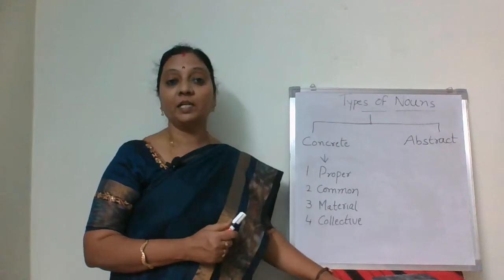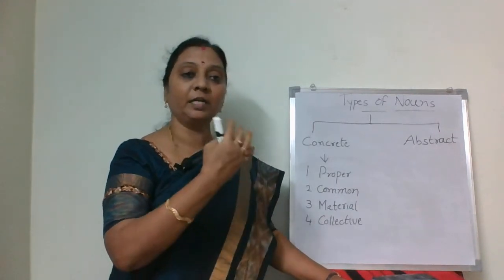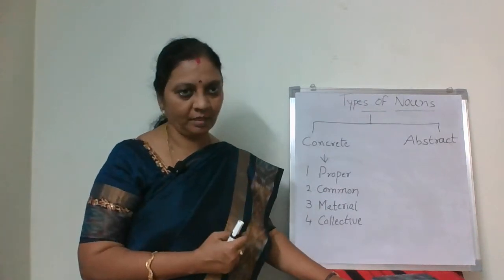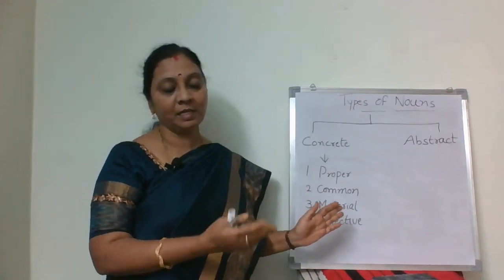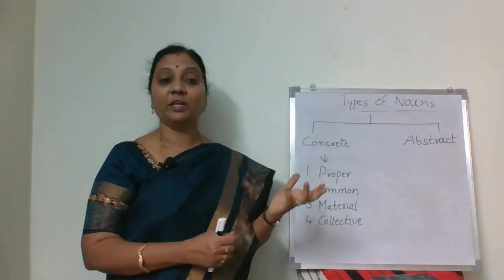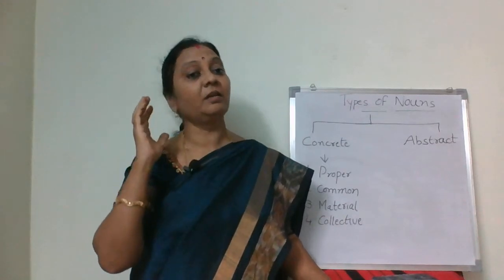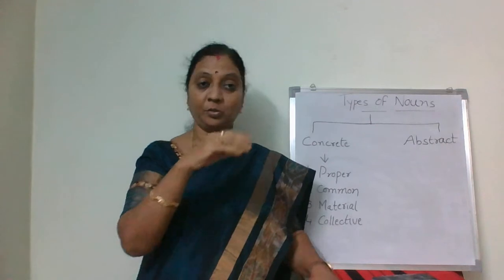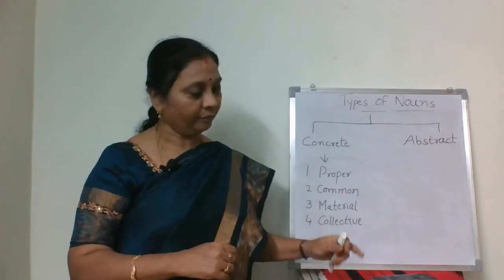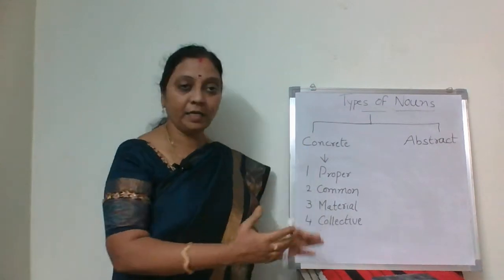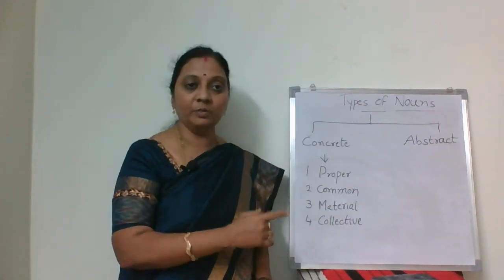First, what are the concrete nouns? Concrete nouns are names of concrete things or concrete objects, like names of persons, places, things, materials, a group of persons, animals, or things. These concrete nouns you can experience through your sense organs. Means you can see, you can hear, you can smell, you can taste, you can touch. These concrete nouns are further divided into four. What are those? Proper nouns, common nouns, material nouns, and collective nouns.